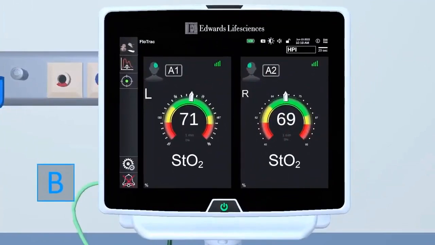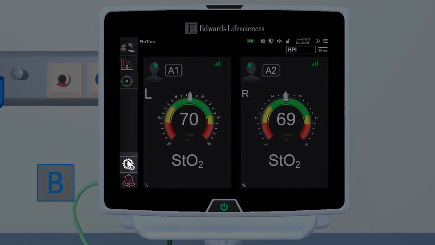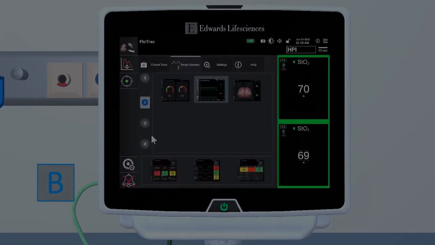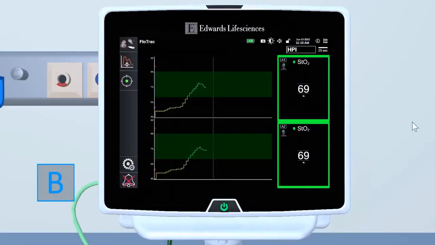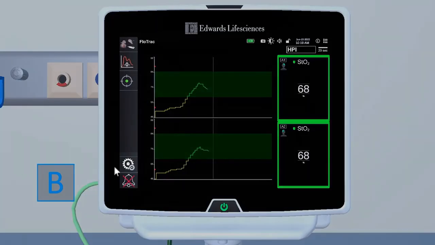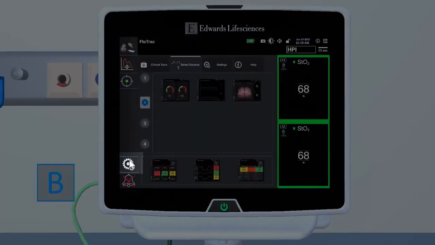O2 sats can be displayed in the hemisphere in trend mode. Press the gear button first, followed by the trends button. To display values using the brain visual, press the gear button again, then the brain display button.